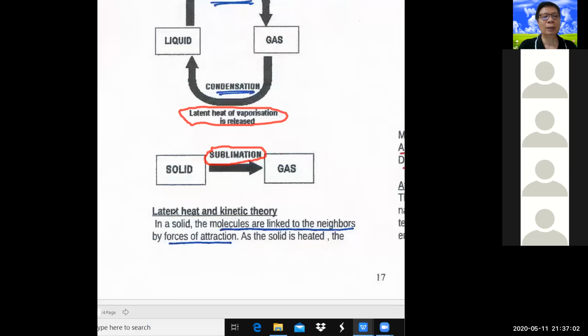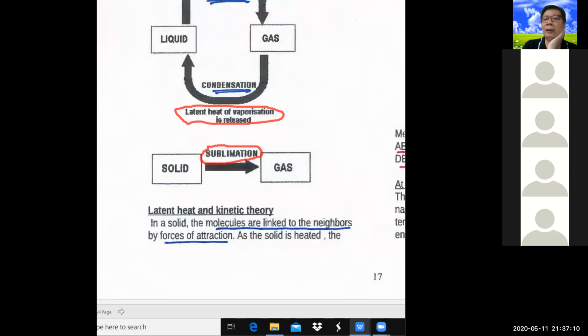Okay, now latent heat and kinetic theory. You learn this kinetic theory. Remember, when you see these terms, kinetic theory means it is related to molecules. We are going to see how the molecules move, how the molecules vibrate, right?